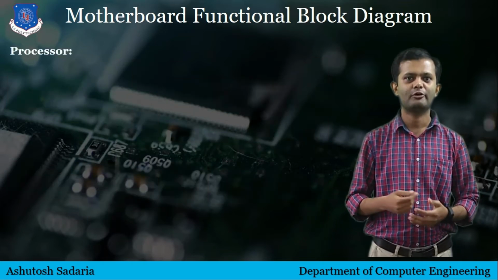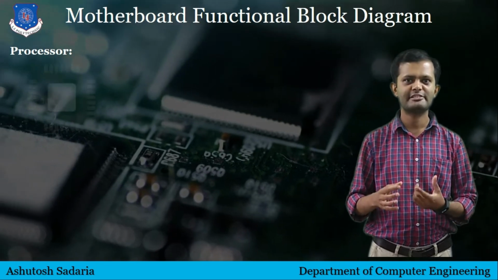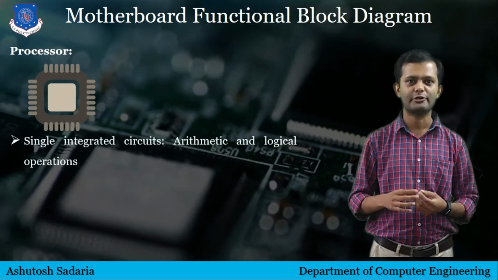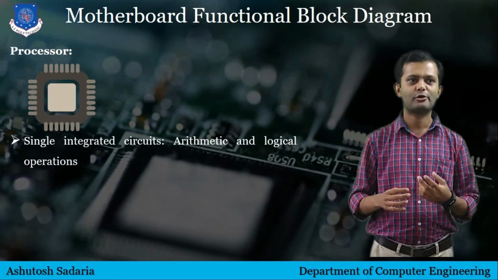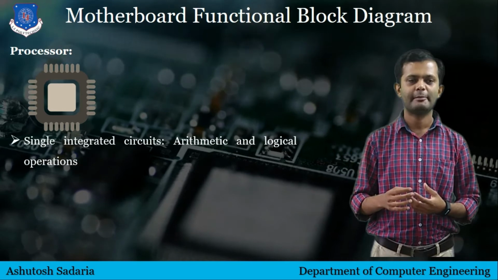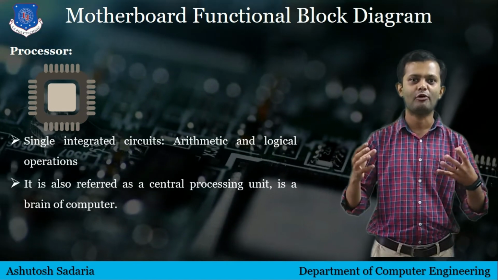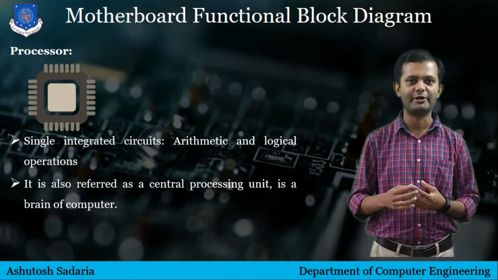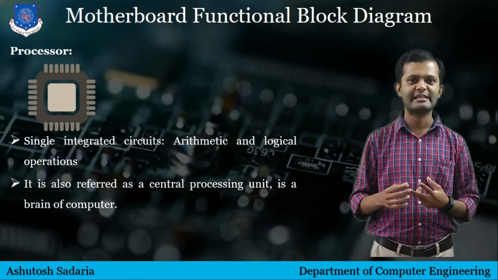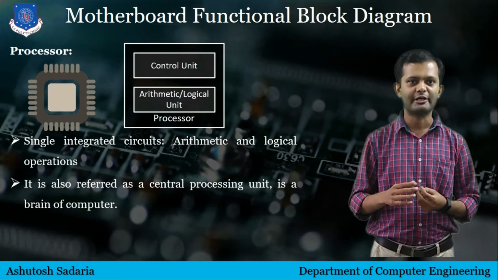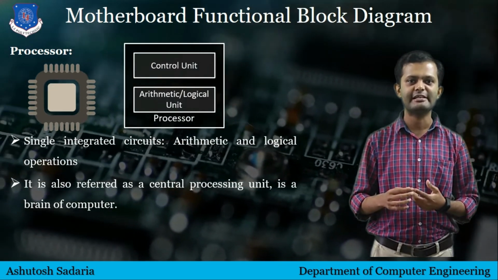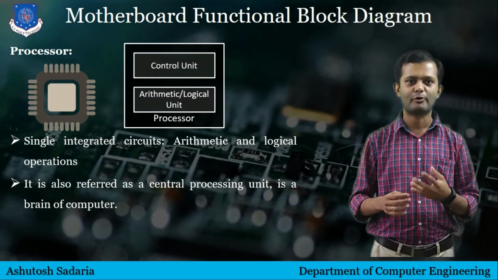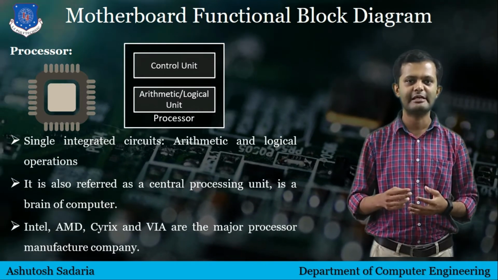The first component of the motherboard is the processor. The processor is a single chip which controls arithmetic and logical operations of your computer system. It is also referred to as the central processing unit because it is in the center of all the programming of your computer, and it is also called the brain of your computer. It contains two main sections: first is the control unit and second is the arithmetic and logical unit. There are several companies which make processors, like Intel, AMD, Cyrix, VIA.